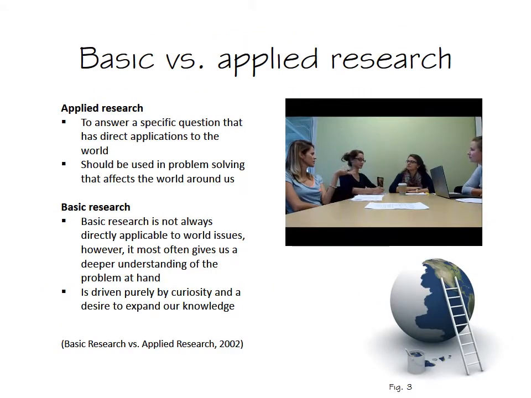What is the difference between basic research and applied research? Applied research is used to find the answer to a specific question that has direct application to the world. But basic research is for gathering general information. So what you're saying is basic research is driven by curiosity and applied research is to answer a specific question?